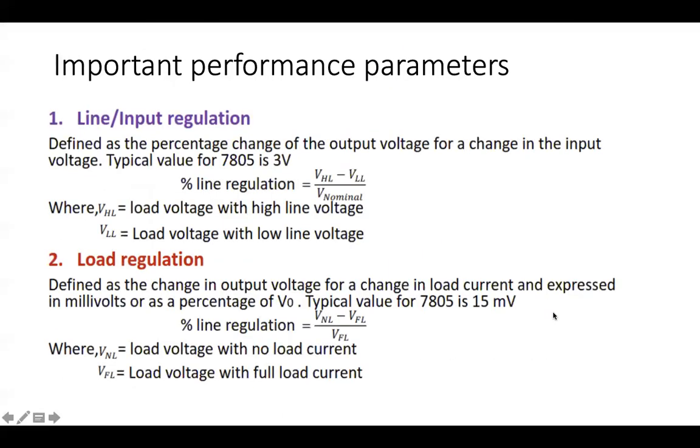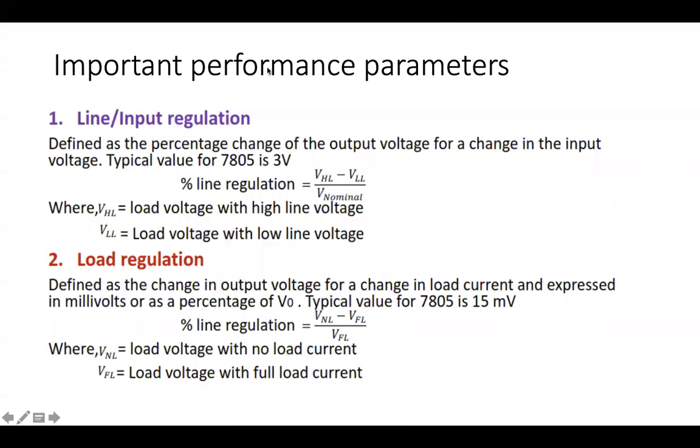Now let's understand the performance parameters. Whenever we are looking into an IC or a circuit, we look into the performance. If the performance is good, then we will go ahead and, as mentioned previously, we look for more advantages compared to disadvantages. The first one that we'll be seeing is the line or input regulation.